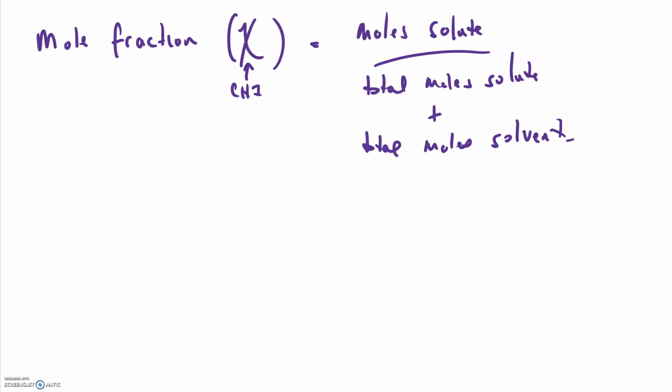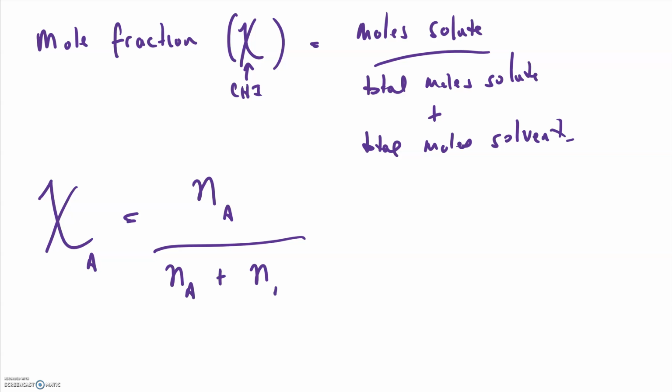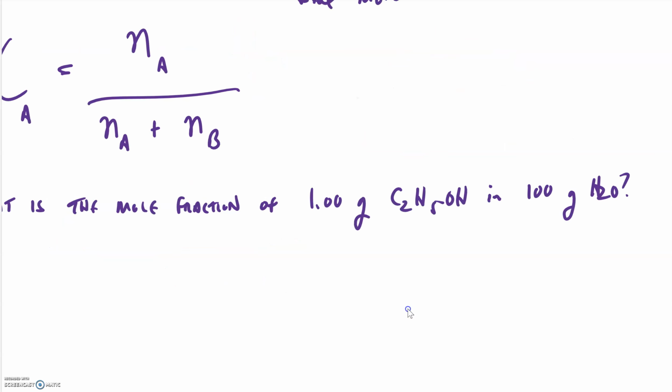And that's kind of clunky to write. So a lot of times we'll represent it, if we're looking for the mole fraction, by the Greek letter chi of A, which will be equal to the number of moles of A divided by the number of moles of A and the number of moles of B, where A is our solute and B is the solvent. So let's try an example of one that's set up like this. So here's one we could try.